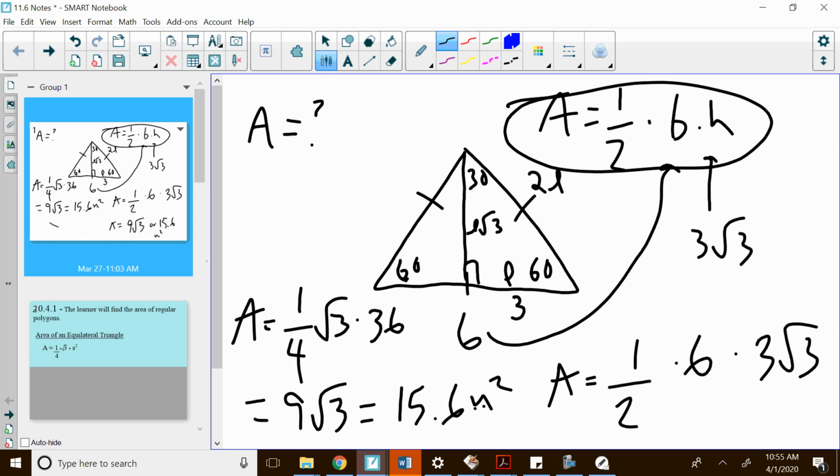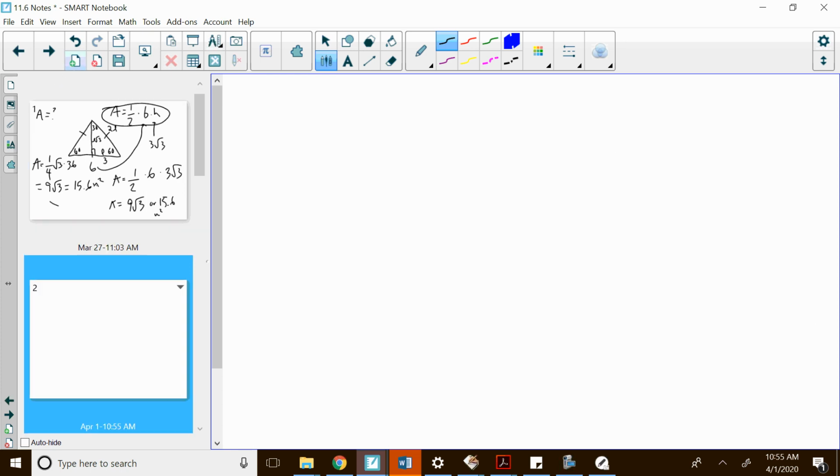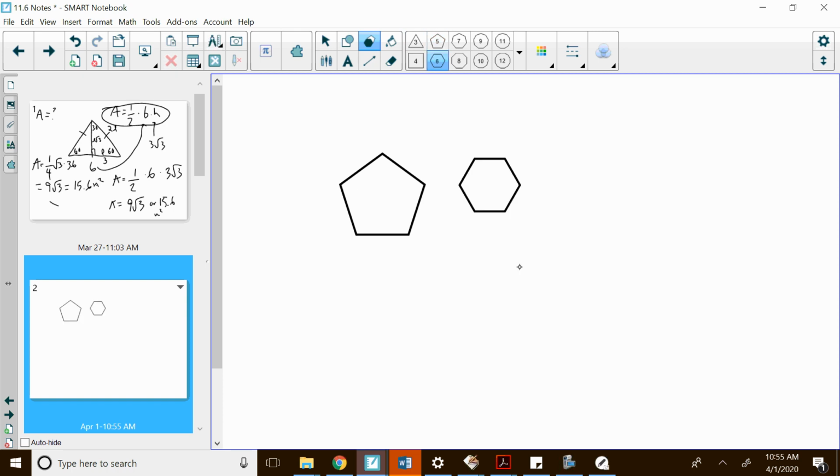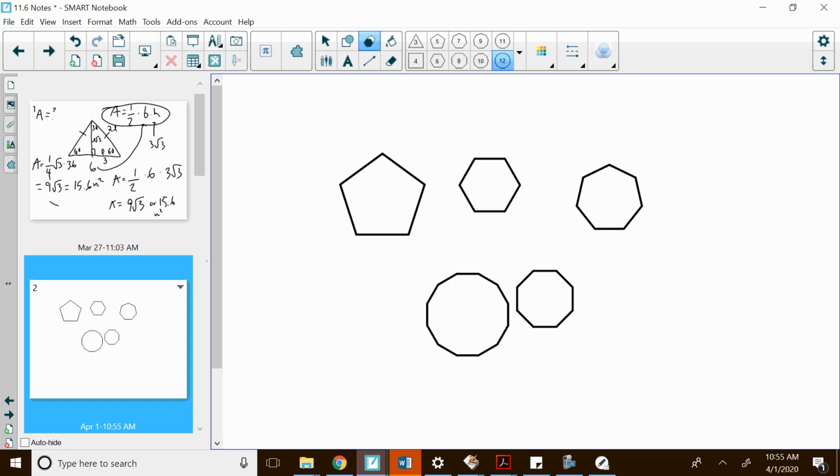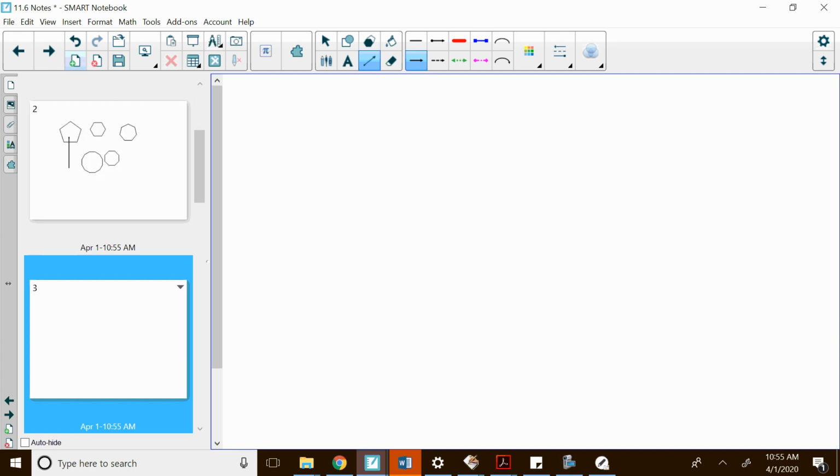Now let's get into, well, a square would be easy. It's just side squared. But let's get into every regular polygon: pentagon, hexagon, heptagon, octagon, dodecagon. We can find the area inside every single one of these if we're given some information, and I'm going to teach you today how to do that. But before we do that, a little bit of vocab.